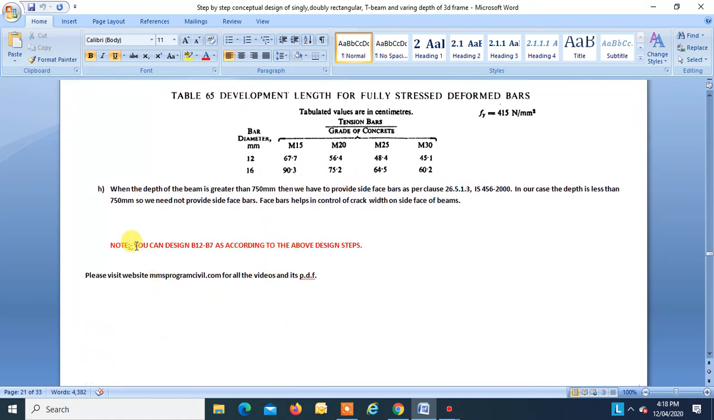Similarly you can design the beams B12 and B7 with the same fundamentals.